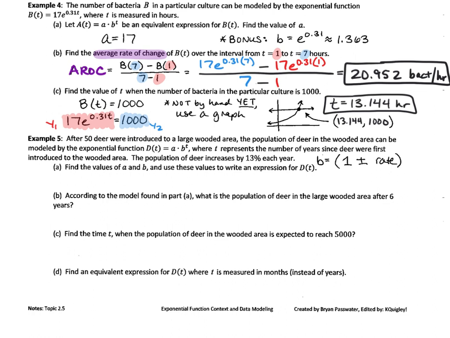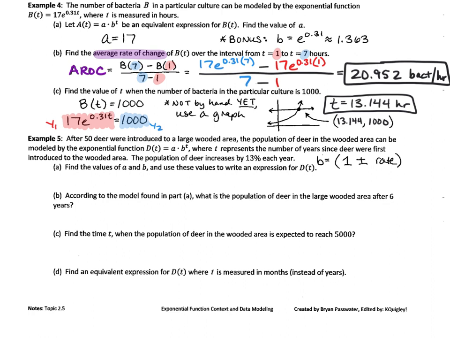Example 5 says, after 50 deer were introduced to a large wooded area, the population of deer in the wooded area can be modeled by the exponential function d of t equal to a times b to the t, where t represents the number of years since the deer were first introduced into the wooded area. The population of deer increases by 13% each year.